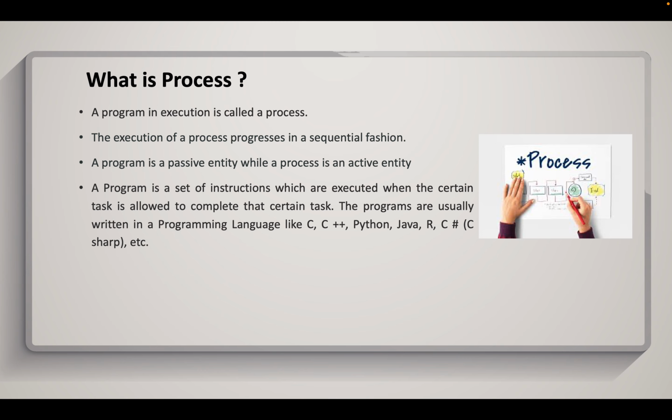First, what is a process? A process is a program in execution. The execution of a process is in a sequential fashion. A program is a passive entity, while a process is an active entity. A program is a set of instructions which are executed when a certain task is allowed to complete the task. Programs are usually written in programming languages like C, C++, Python, Java, and so on.